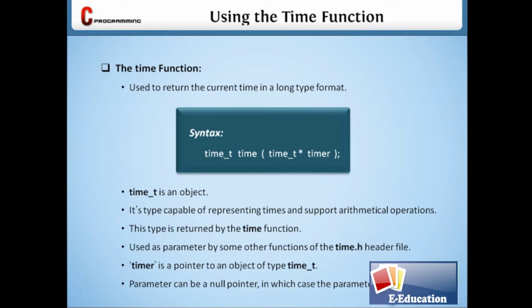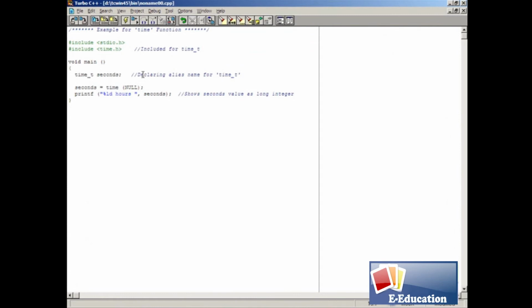For your better understanding, take a look at this example. In this example, we included the time.h header file for the time_t object. We pass the null value to time and assign it to the seconds reference. And finally, we print the value of seconds. Usually, seconds returns as a long type. Now let's execute the code.